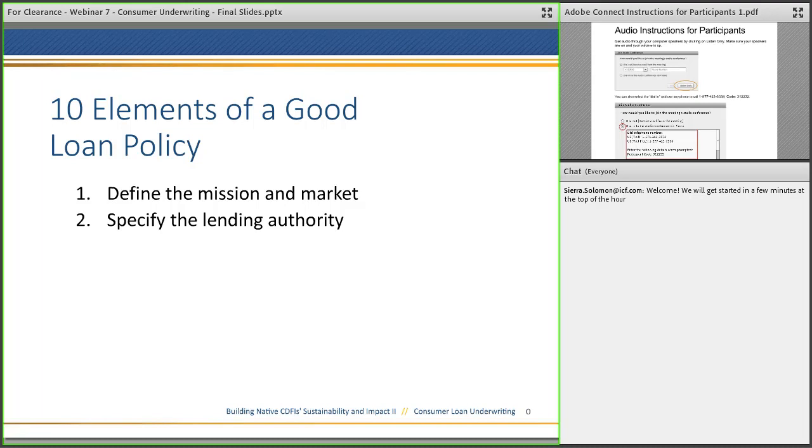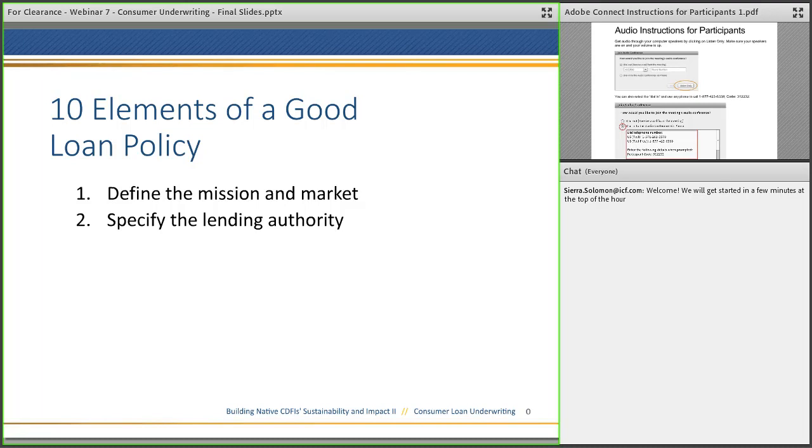How is the loan committee structured? Is it board members? Is it community members? Is it tribal members? Your loan committee can be made up of various different constituents, and it doesn't necessarily have to be all board members. It can be all board members. It can be no board members. So there's a lot of flexibility there, and it all depends on what's going to work for your organization and who you're serving.